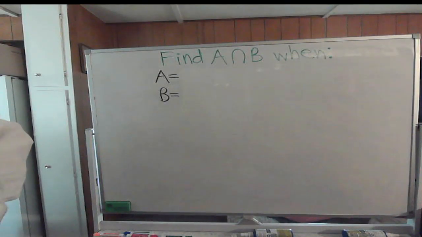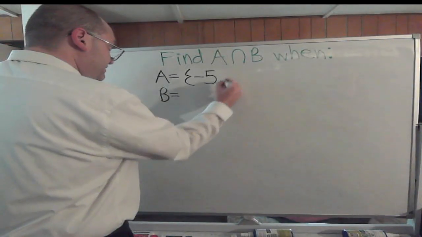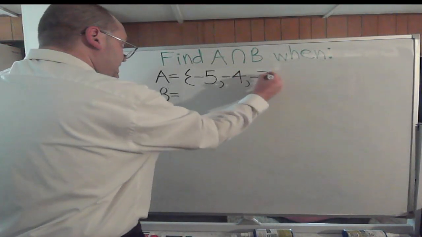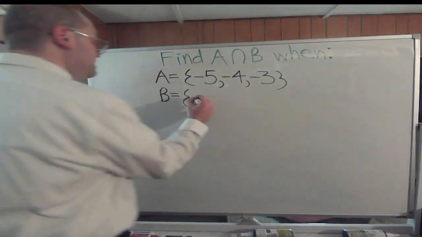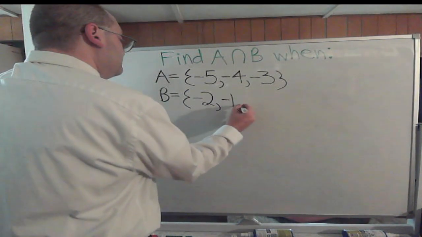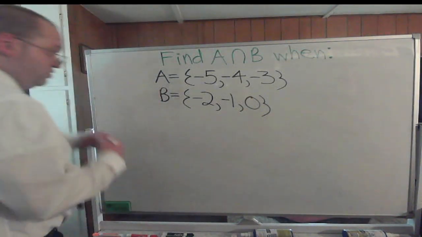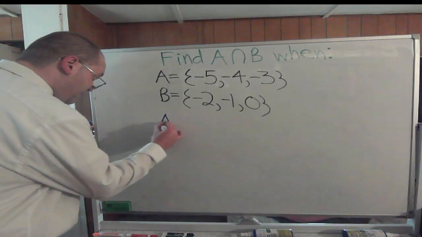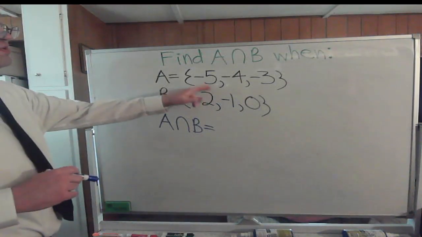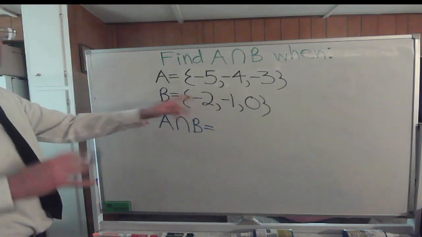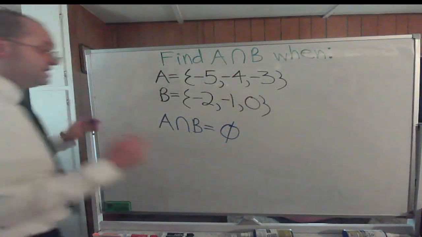Alright, I have 1 more problem, then we're done for the day. A is the set of -5, -4, -3, and then B is going to be the set of -2, -1, and 0. So again, we want to find the set of A intersects with B. Well, without having to look too hard, it's pretty obvious that both sets have no numbers in common whatsoever. So your answer is the empty set or the disjoint set, however you'd like to say it.